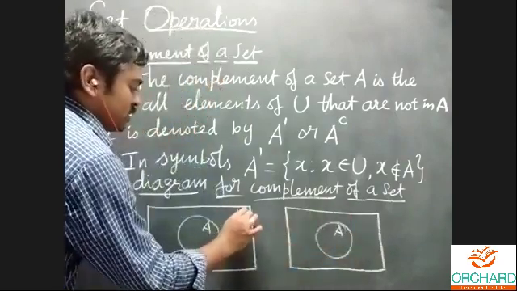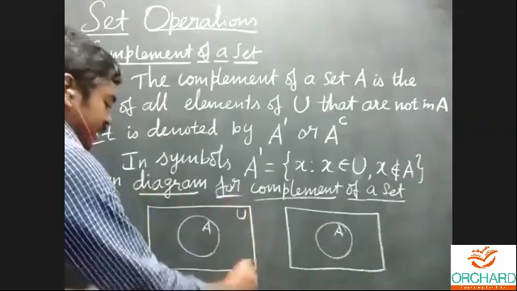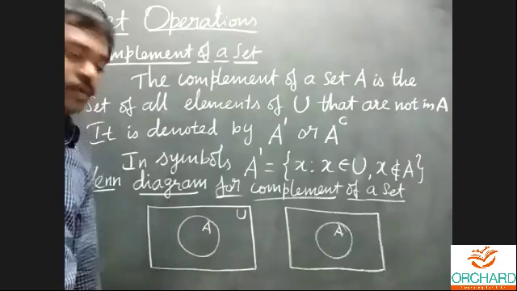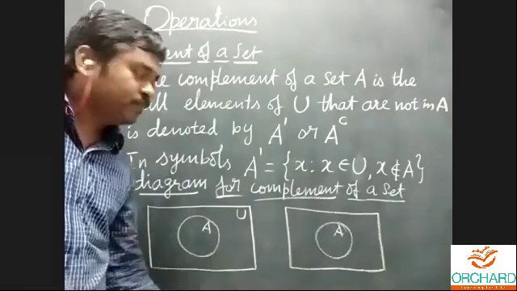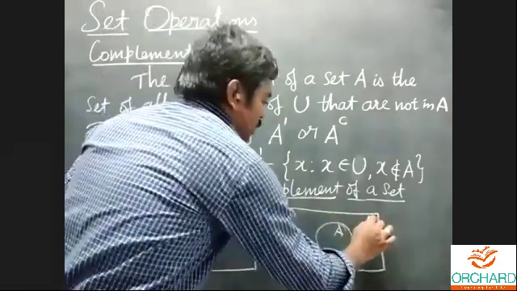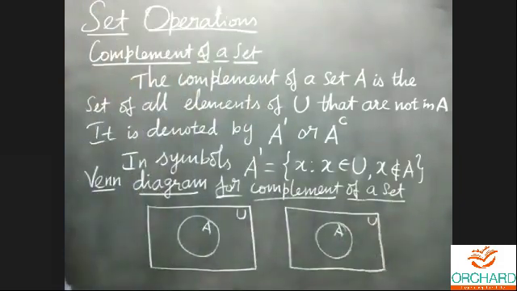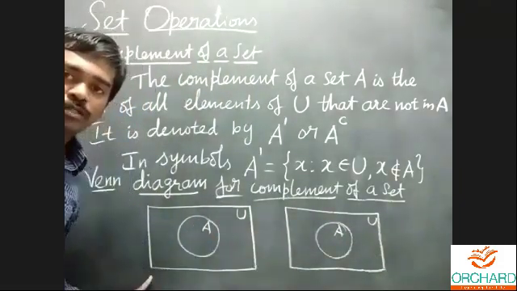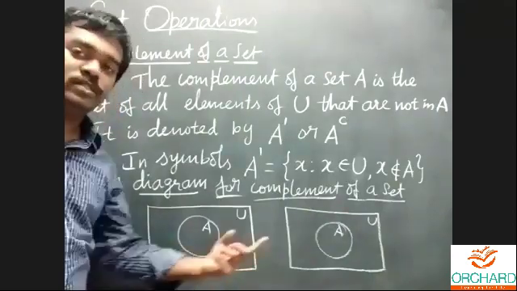This is a universal set. The whole rectangle box is the universal set, and the circle is set A. Is it clear? The whole rectangle box is the universal set. The circle is set A.